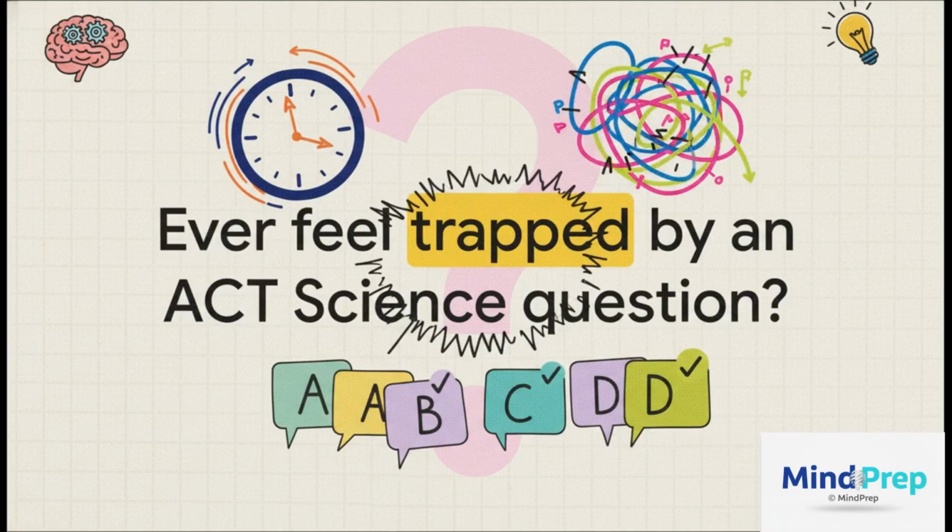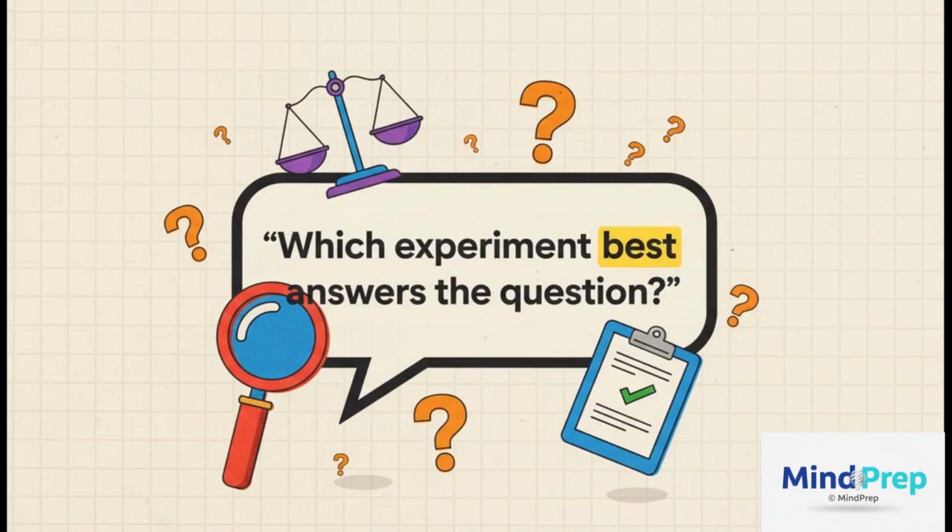You know that feeling, don't you? You're staring at some crazy chart, the clock is just ticking away, and every single answer choice looks kind of plausible. It honestly feels like a trap, almost like it's designed to make you doubt yourself. And this question right here? This is usually the culprit, the "which experiment best answers the question" type.